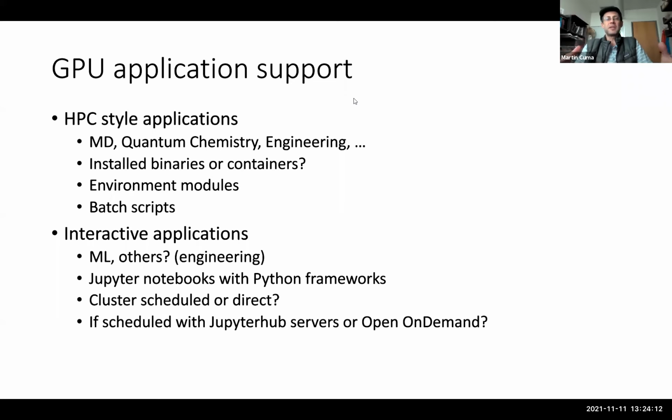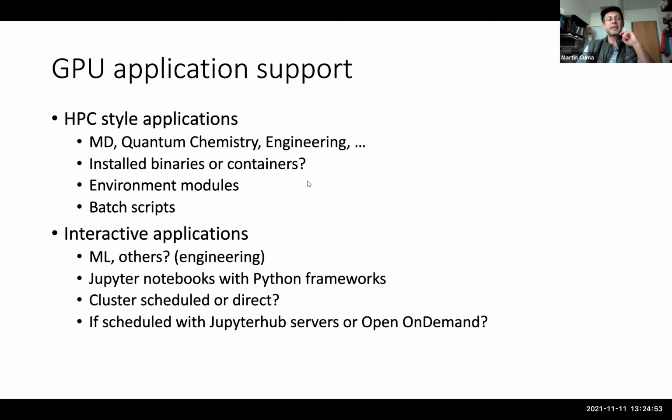So now we want to discuss in this section how we support users and their applications on the GPUs. Looking at our HPC style applications, I would basically bundle everything where people run in a scheduled fashion through job scripts. In my experience, at least at our place, we have a lot of chemistry, either molecular dynamics or quantum chemistry, and some engineering. There are some engineering programs like ANSYS that have GPU support. Those generally we would install directly onto the machine. But now there is definitely a trend to move these applications into containers.